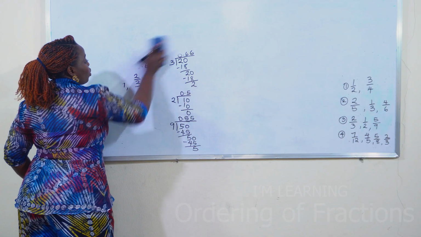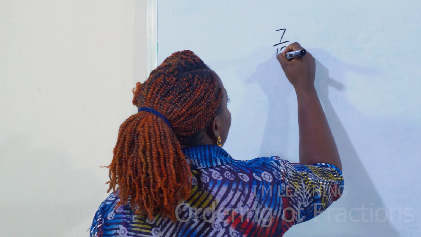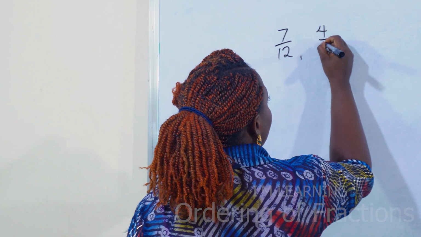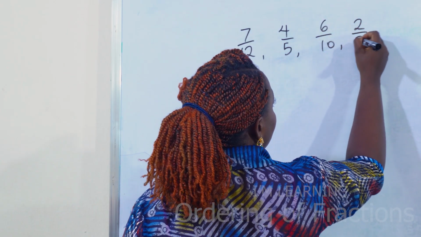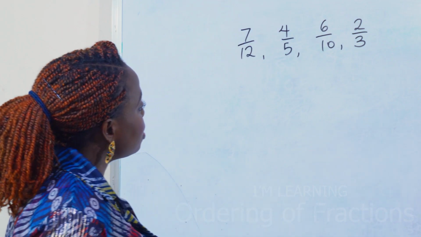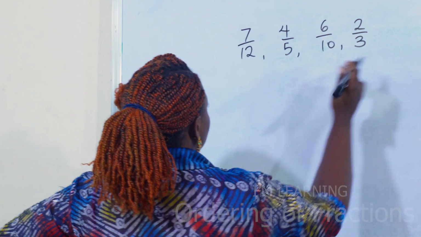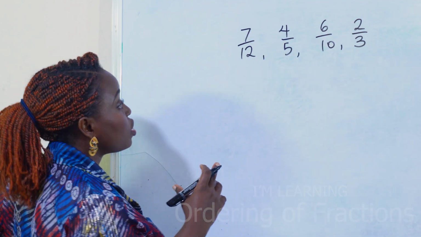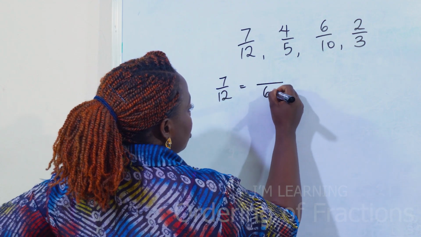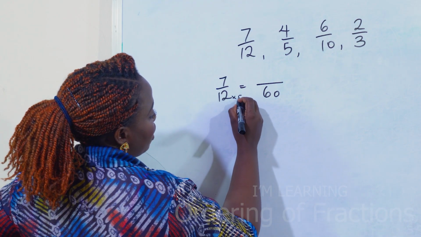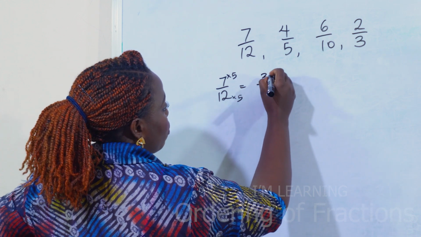Now let's look at the last example. In our last example, we're going to be looking at 4 fractions. They are 7 over 12, 4 over 5, 6 over 10, and 2 over 3. If we were to do equivalent fractions for these, I would use a denominator of 60. So 7 over 12 is going to be, I multiplied this by 5 to get 60, I will multiply this by 5 as well, so I have 35 over 60.